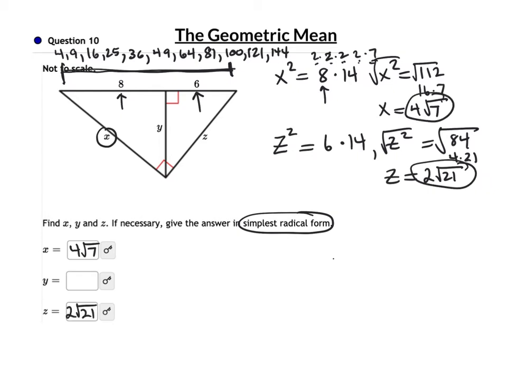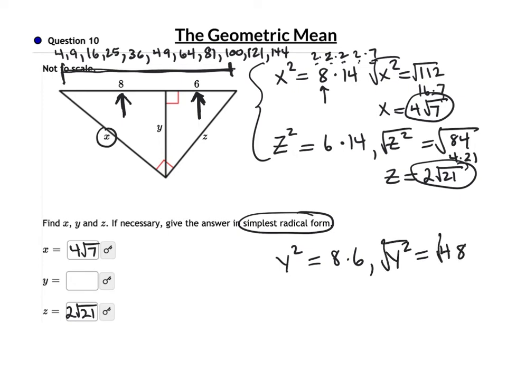Now let's find y. Last pattern. These two are the same pattern. The leg squared equals the piece of the hypotenuse on its side times that whole hypotenuse of the big triangle. The last one is y squared, that's the height, equals these two pieces multiplied. Y squared equals 8 times 6. You get y squared equals 48, square root, square root.